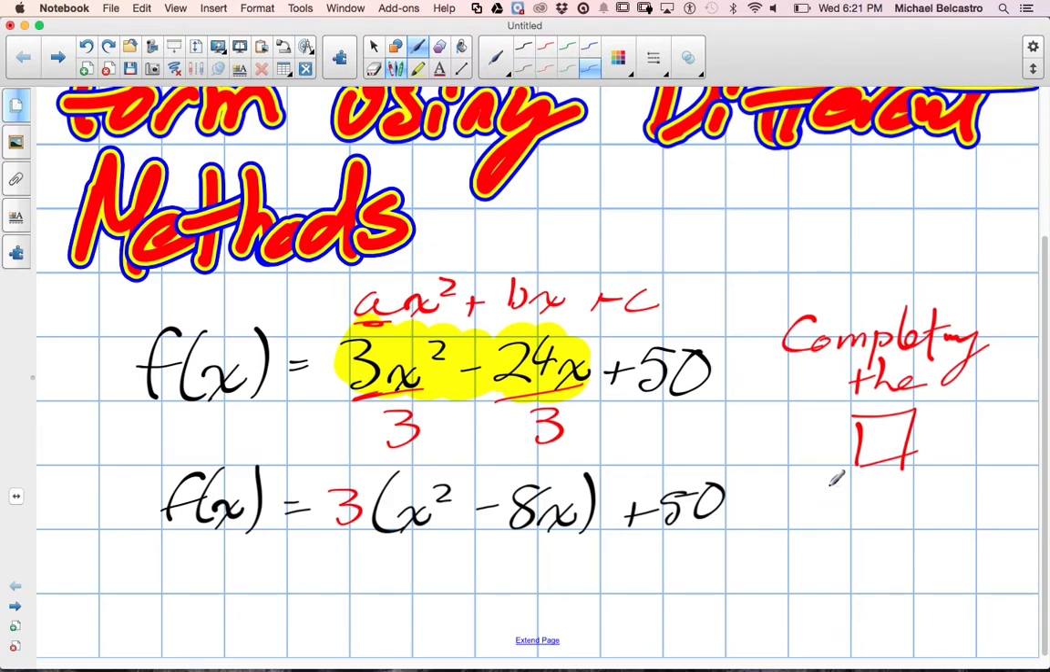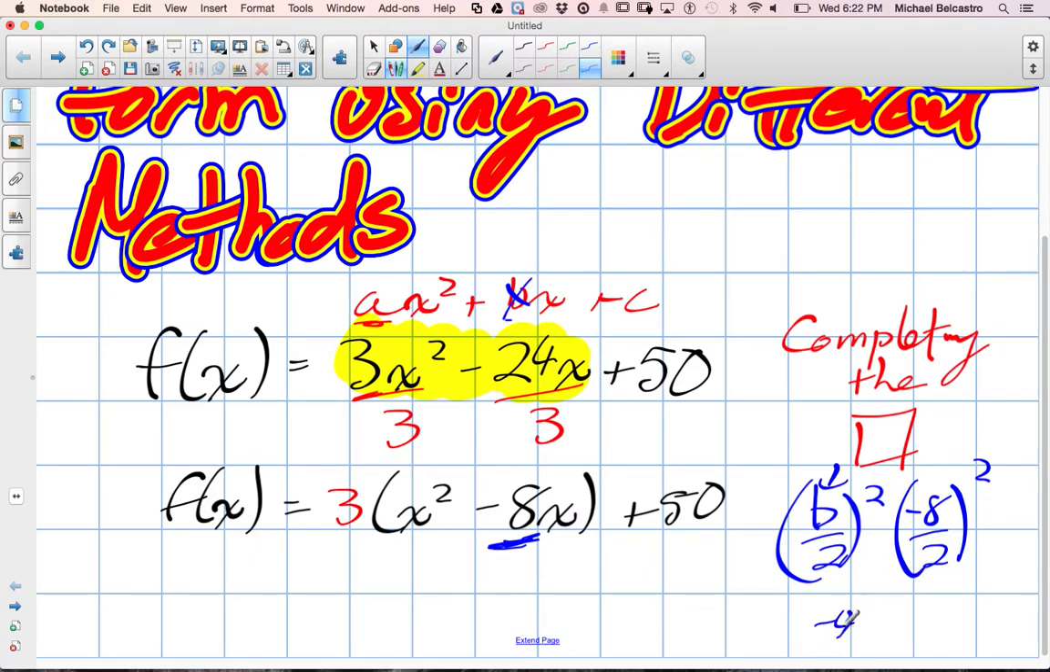The next step is to use a little formula on the side. They usually refer to it as b divided by 2, squared. But it's not the original b. They're actually looking at the new b, the b that has the 3, or the a value, factored out. So this new value, negative 8, is what we're going to plug in here. So we'll do it as a side calculation. Negative 8 divided by 2, squared. Negative 8 divided by 2 is negative 4. Negative 4 squared is 16.